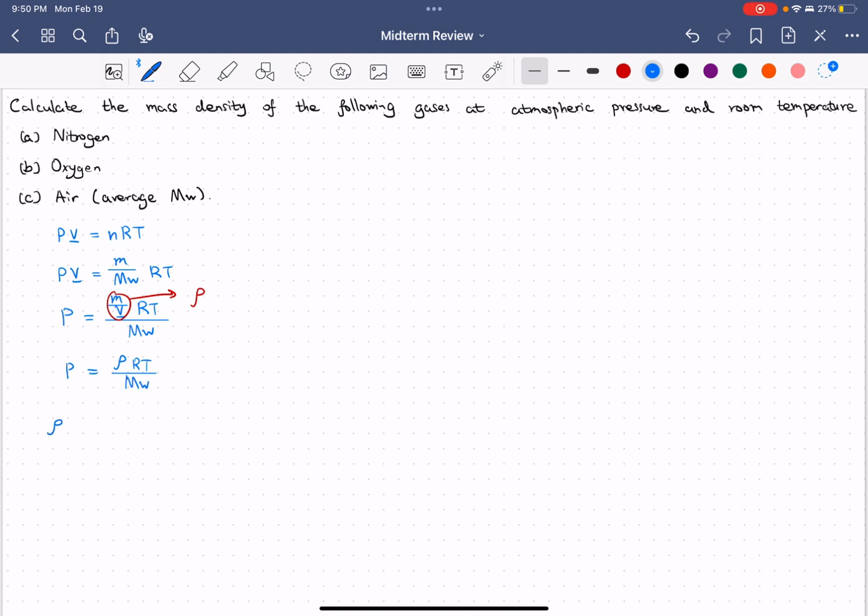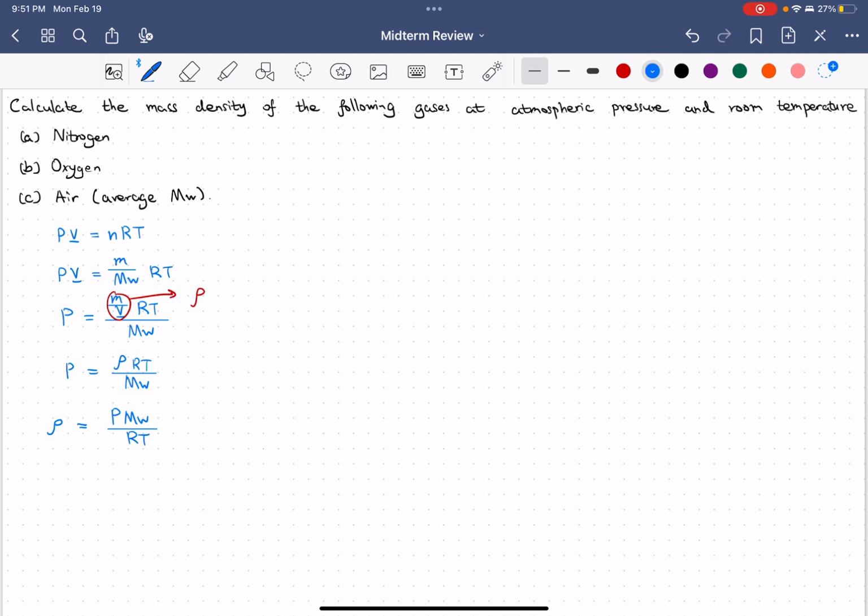Now let's isolate rho on one side of the equation and the rest of the variables on the other side, and we have pressure times molecular weight divided by RT is the mass density of the gas. In this question, the pressure is atmospheric, which is 1 bar, and the temperature is room temperature, which is 25 degrees Celsius. All we need to do is find the molecular weight of the gas, and we'll be able to find the mass density of the gas.